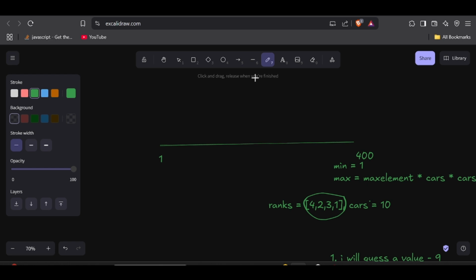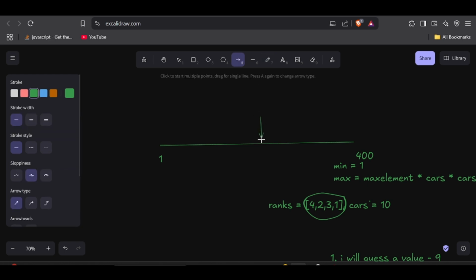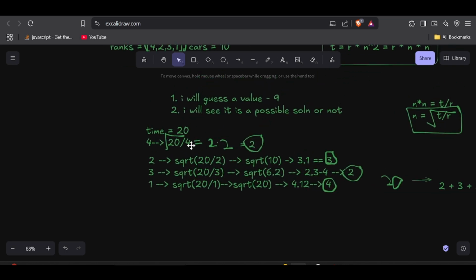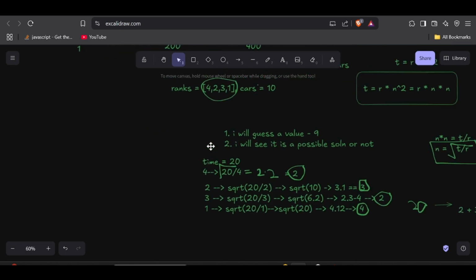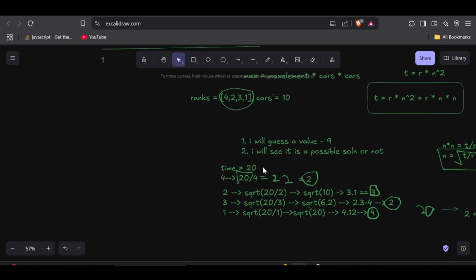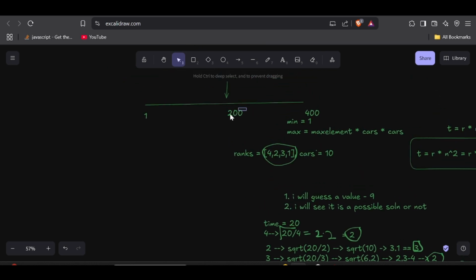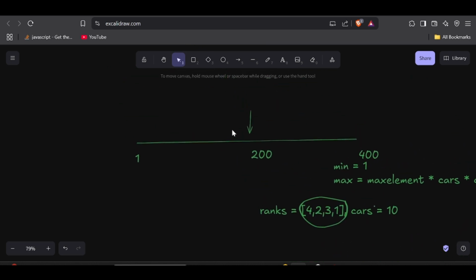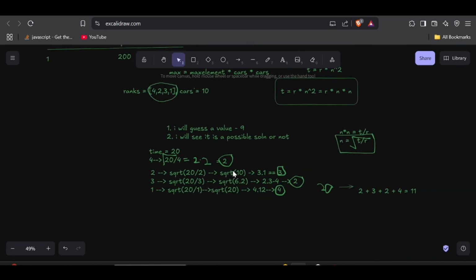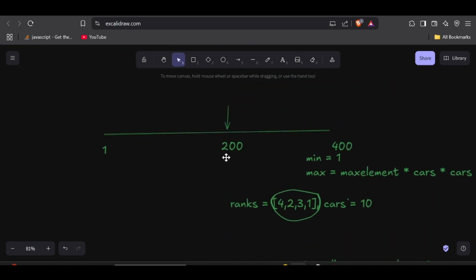So at first, we will find the mid of it, and it will be around 200. See, we have done this question for 20, so we know that all the values that are greater than 20 will be a possible solution for this question. So I will not be calculating it for 20. I know that 20 is a possible solution, because if four mechanics can repair 10 cars in 20 minutes, then obviously they can repair those 10 cars in 200 minutes.